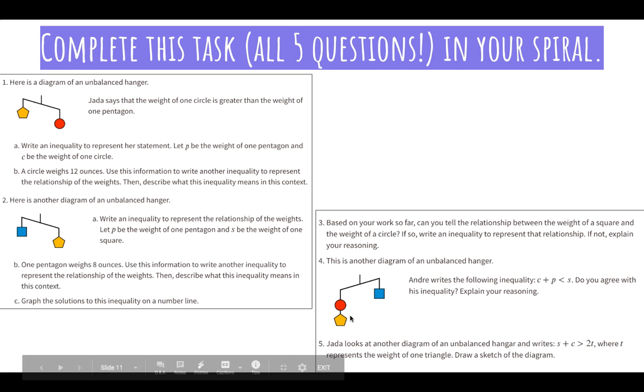And then here we see the same 3 shapes on an unbalanced hanger, and you're thinking about if the inequality here is true. And then number 5, you're actually going to draw your own hanger to represent this scenario, where S stands for the square, C stands for the circle, and T would be the weight of a triangle. So you have a new shape to draw. Please pause the video here. Please solve these in your notebook, and then you can go on to check your answers when you're done.